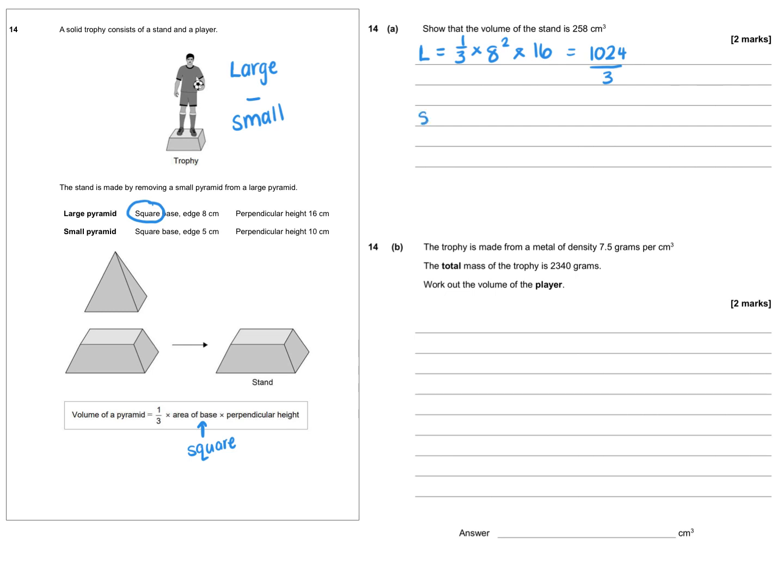The small one is going to be 1/3 times the area of the base, but again, it's a square base, so 5 squared, times 10. 25 times 10 divided by 3, we get 250 divided by 3. So now we have the large volume and the small one, so we want to take them away. 1024 divided by 3 minus 250 divided by 3 equals 1024 minus 250, which is 774, divided by 3.